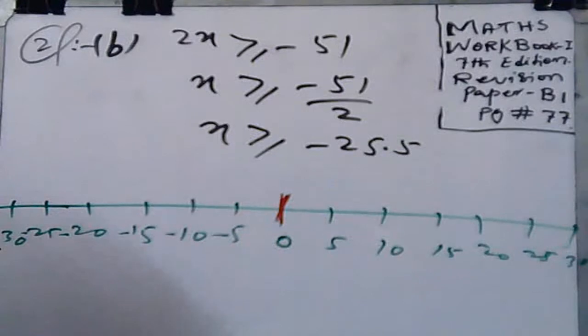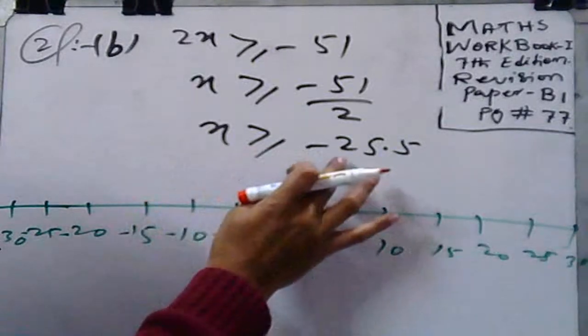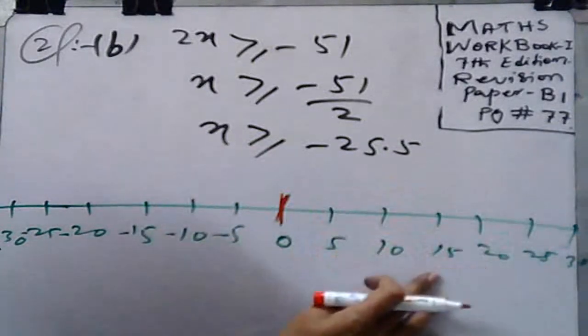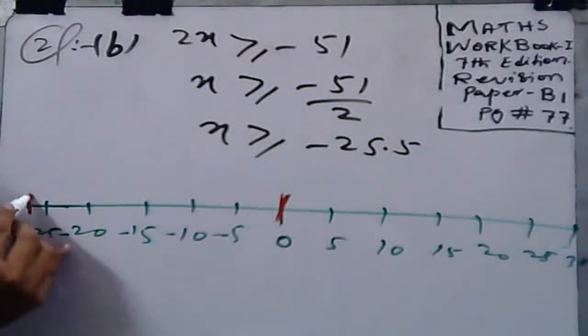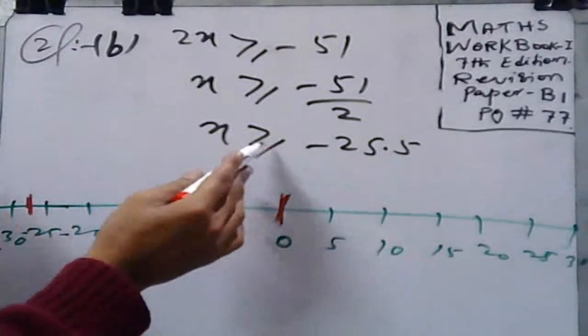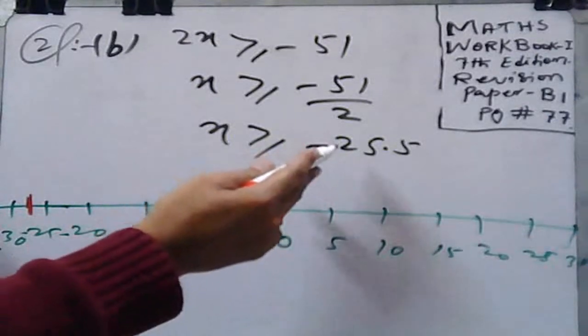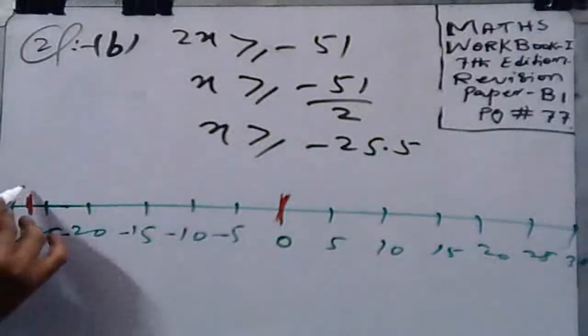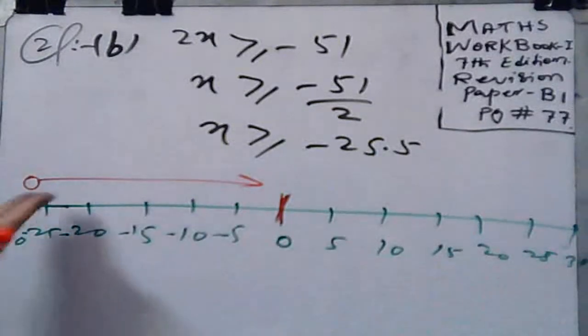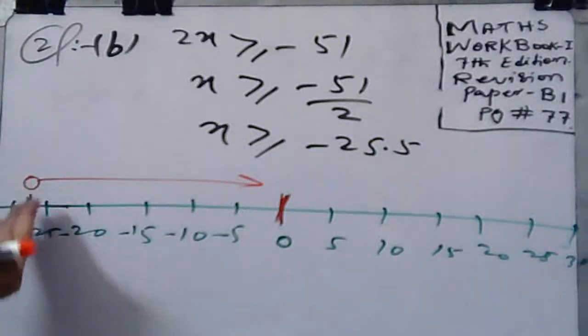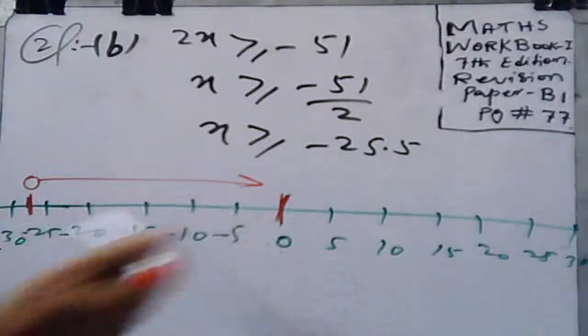So what does that mean? It means x is greater or equal to minus 25.5. Where is the minus 25? That is between 20 and 25, at 25.5. So it means greater than or equal to minus 25.5. Greater means the sign will point this way, because if we go to the left hand side you will get the smaller one. So that is your number line.